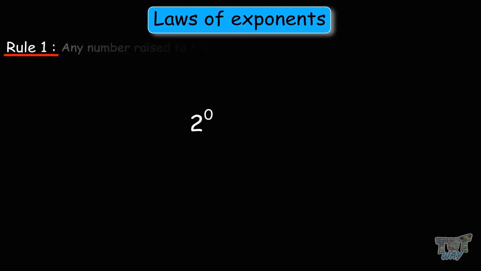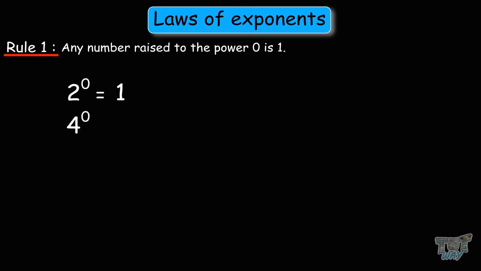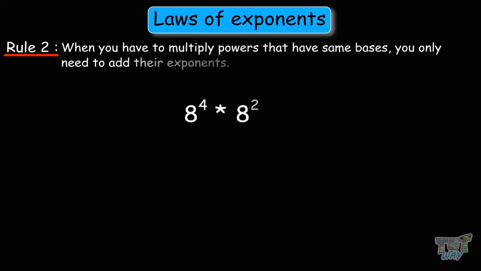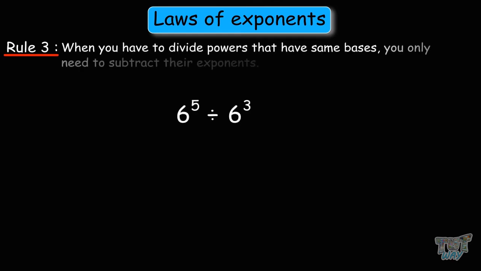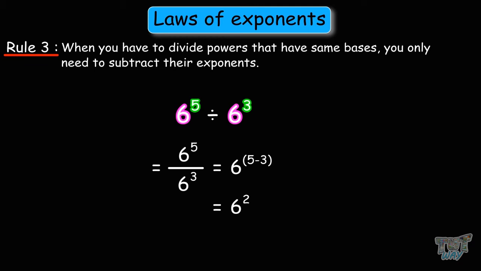We learned that any number raised to the power of 0 equals 1. 4 to the power of 0 is 1. 5 to the power of 0 is 1. The next law is that whenever we multiply powers with the same bases, we add their exponents. Next rule was, whenever we divide powers having the same base, we subtract the exponents.